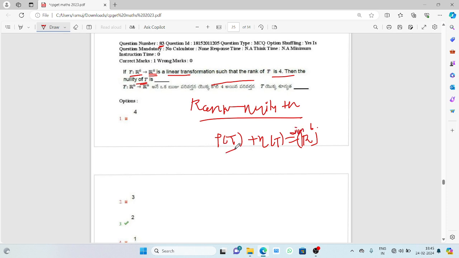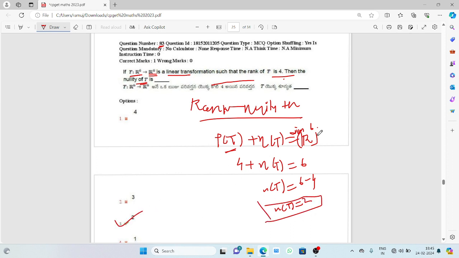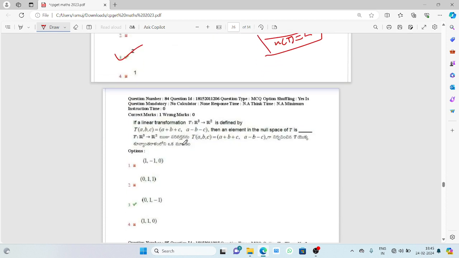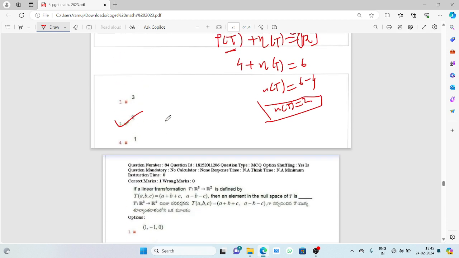By using that, he has already provided rank 4, and he is asking for the nullity of T. The dimension of R to the power of 6 is 6. So the nullity of T is 6 minus 4, so the nullity of T is equal to 2. The third option is the correct one. If you just remember the statement of the rank nullity theorem, you directly get the answer 2. So 83 is the third option.